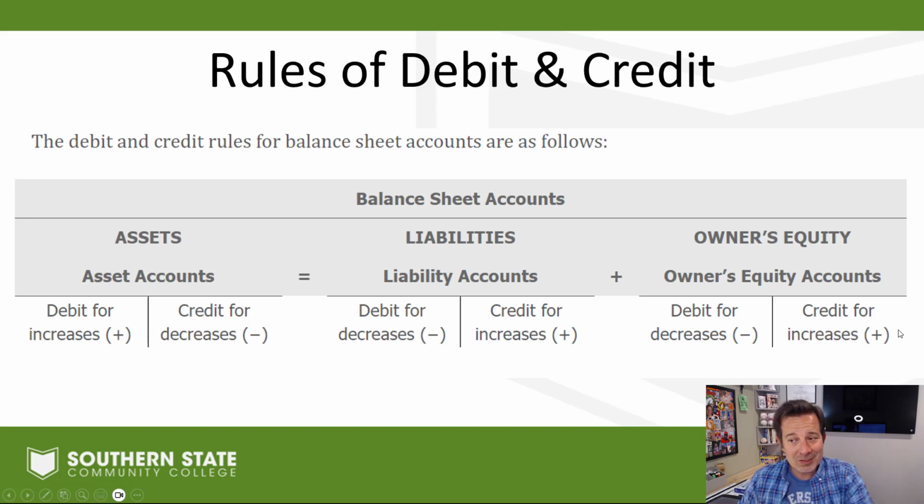Okay? And so just kind of take that in for a second. If the account is located on the left-hand side of the accounting equation, if it's an asset account, it goes up on the left-hand side of the account. If an account's on the right-hand side of the accounting equation, it goes up on the right-hand side. And of course, it would go down on the opposite side.